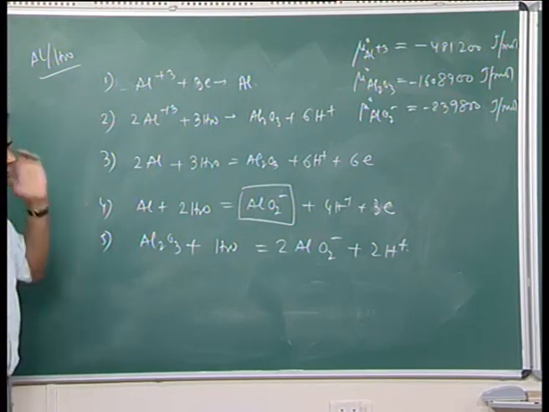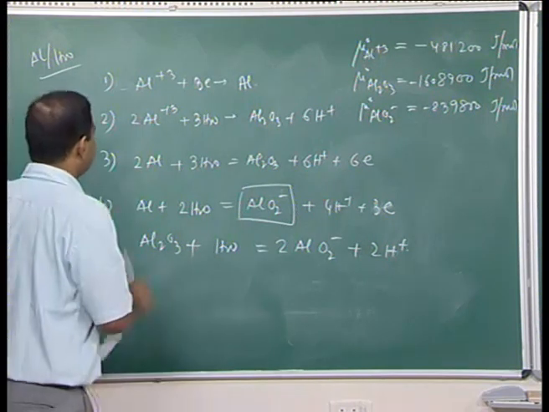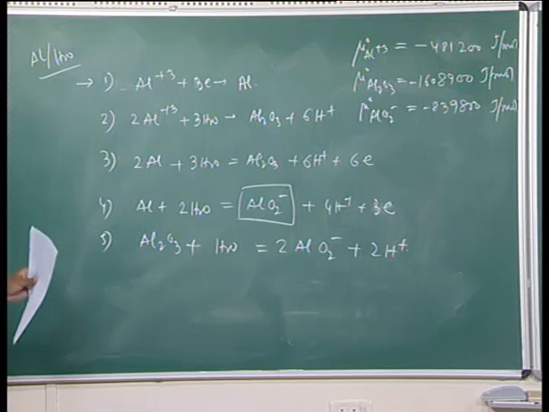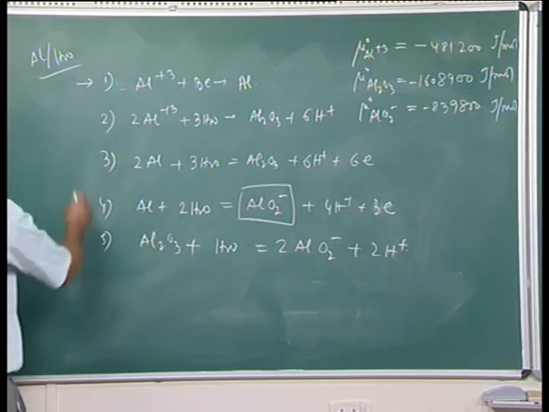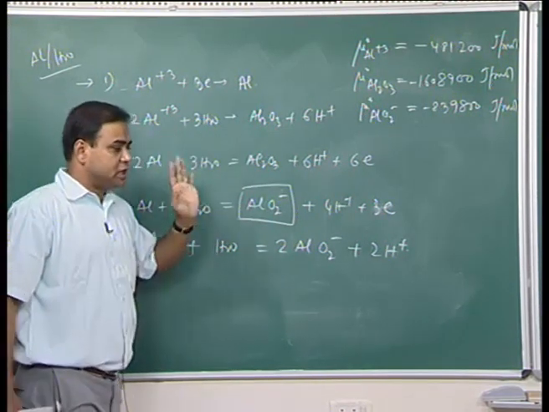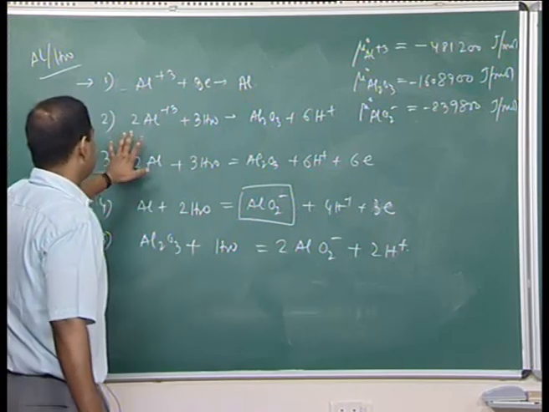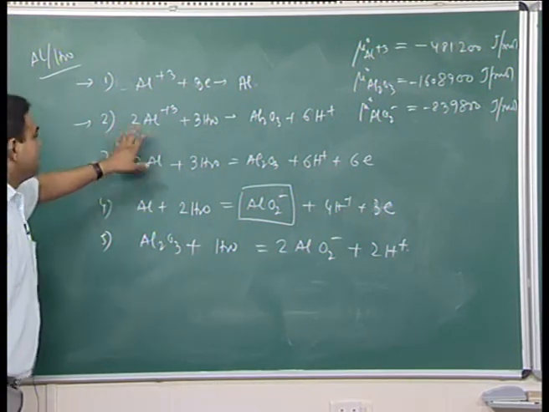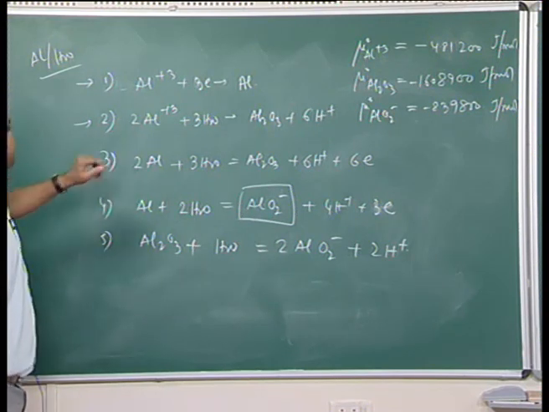So, we have to see these relations. Again, if you see these relations, this is potential dependent only, because we do not have any H plus ion involvement. Here we have H plus ion involvement, but it is not an electrochemical reaction. So, this reaction cannot be expressed in the form of Nernst equation. So, this will be pH dependent but potential independent.